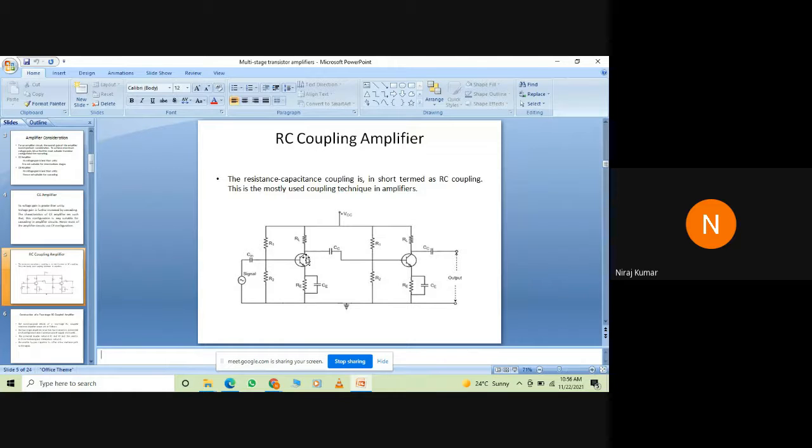Here we can see that the output of the common emitter amplifier of the first stage is connected by the coupling capacitor CC. The coupling capacitor CC is connected to the input of the second common emitter amplifier. So we can say that the output of the first stage and the input of the second stage are connected through the coupling capacitor. That is also known as RC coupling.